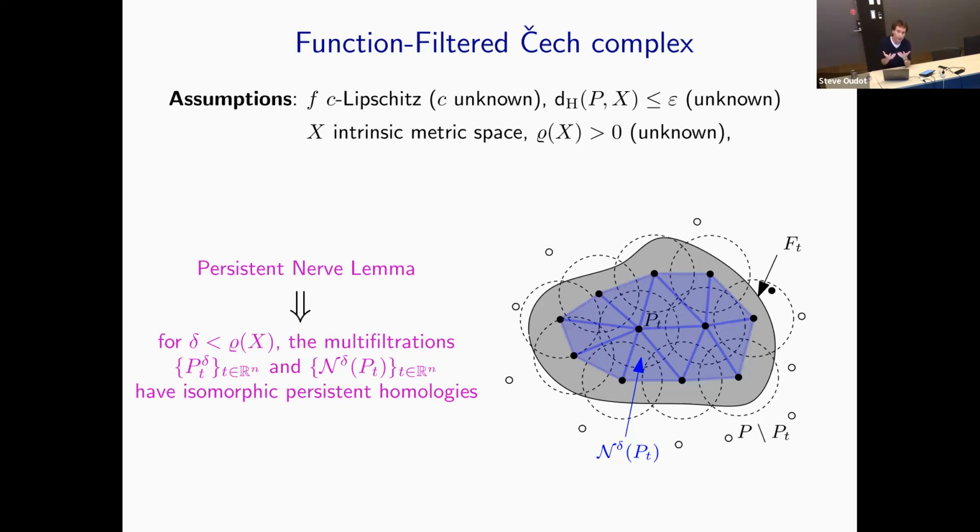And because they're convex, they're going to be contractible. And also their k-fold intersections will also be convex and therefore contractible. So you can apply the nerve lemma.